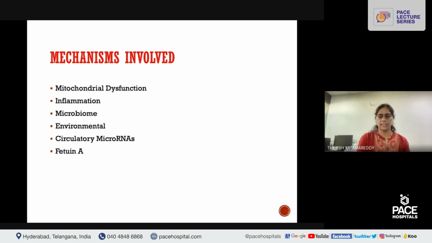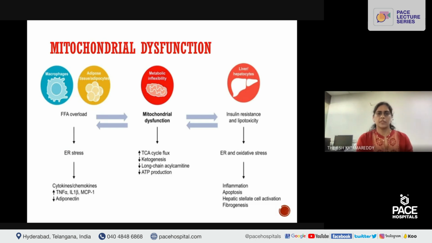Now we'll just look at the mechanism, how exactly it's happening. The mechanisms involved in insulin resistance and inflammation related to adiposity are mitochondrial dysfunction, inflammation, the microbiome, environmental causes, circulating microorganisms, and phytoin A, which is also proposed as a major cause for the metabolic syndrome. First of all, mitochondrial dysfunction.